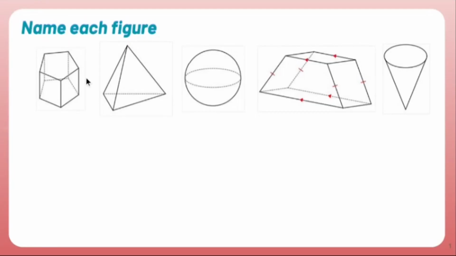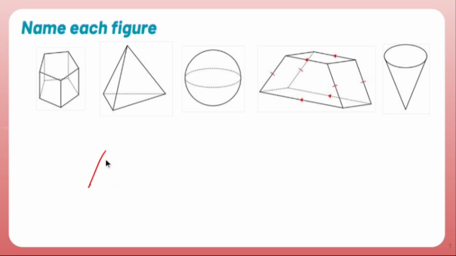Name each figure. We have 5 shapes, and not only are they shapes, they're solids. They're 3D shapes, 3 dimensions. So I have to name each of them. There's several types, but I think we're going to look at 3 main types here.